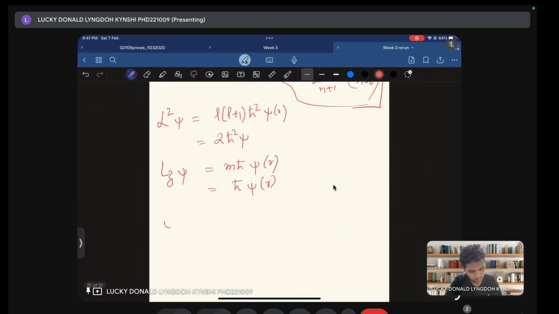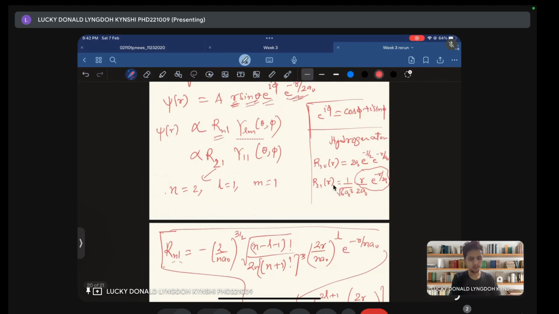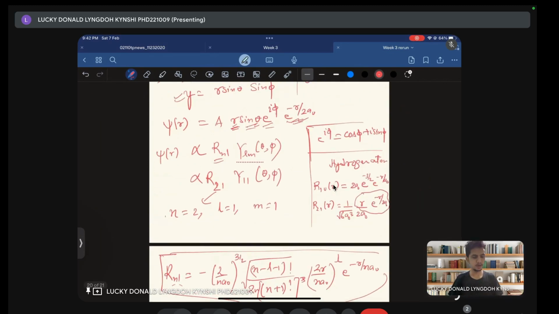So that means ψ(r), here we write r because it's a variable, it's a function of r. So ψ(r) is an eigenstate of L² and Lz. Okay, now you know the wave function ψ is given to be R21 Y11(θ, φ), which is also equal to A r sin θ e^(iφ) e^(-r/2a₀). You have the wave function now, and it is proportional to this term.